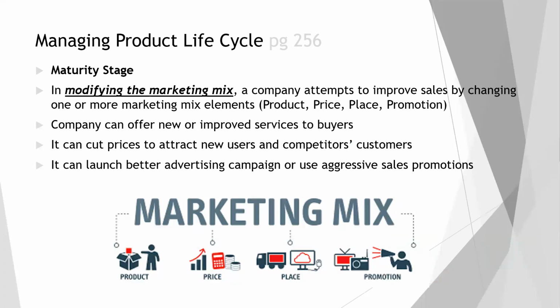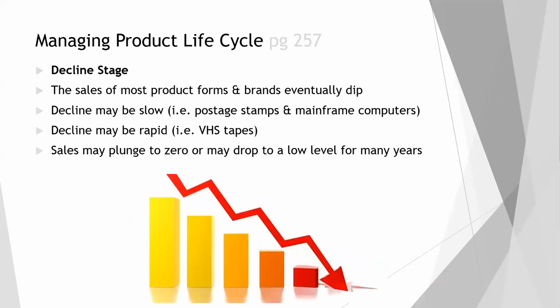And then our last one is modifying the marketing mix. So our marketing mix is our product, price, place, promotion. A company would attempt to improve their sales by changing one or more of those marketing mix elements. So we could offer new or improved services to our buyers. We can cut prices. We can make it less money to attract new users and try to get our competitors' customers. In terms of promotion, we can launch better advertising campaigns or use very aggressive sales promotions. So we can look at modifying our marketing mix, our product, price, place, promotion.